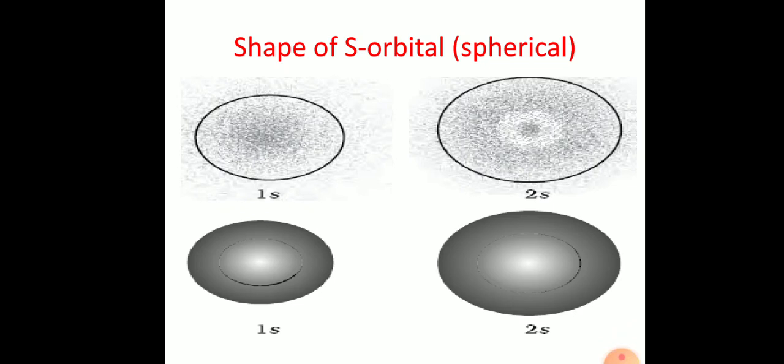Now today we are going to see the shape of different orbitals, shape of S, P, D and F orbital. The shape of F orbital is very complicated, so we do not have to study about it. So we'll study about only S, P and D orbital. The shape of S orbital is spherical in shape. As you can see in the diagram, 1s, 2s, 3s, 4s, it goes on like that. So the shape of S orbital is spherical. Okay.